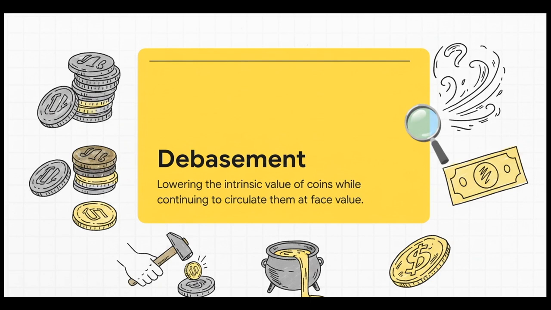To put it simply, it's when the government officially starts reducing the precious metal in a coin, say by mixing in cheaper metals like copper, but then legally forces everyone to accept it as if nothing has changed. It is the ancient world's version of printing money out of thin air.